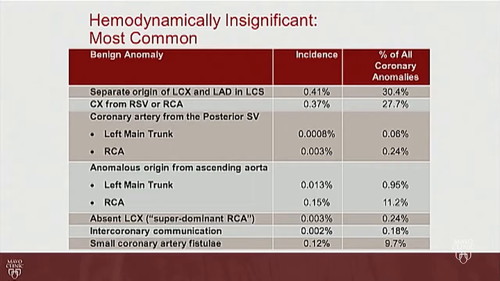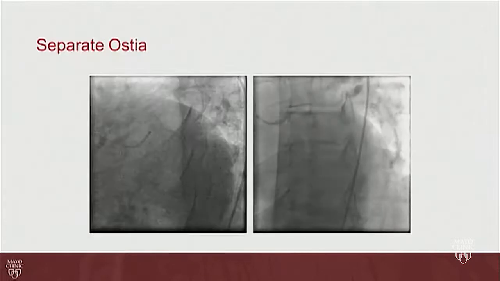The most common of these abnormalities is a separate ostia of the left circumflex and left anterior descending coronary artery, and you see that as about 30% of all coronary anomalies. The next most common is the left circumflex coming off the right coronary artery or off the right cusp. And then there's a smattering of other ones.